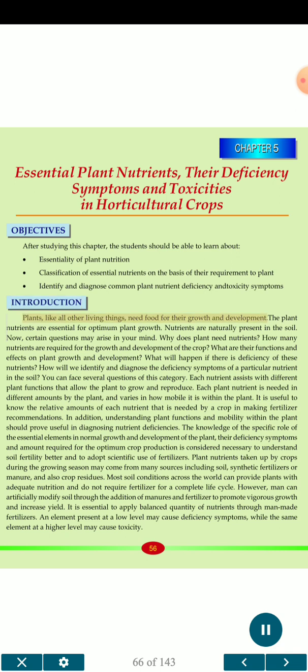Introduction. Plants, like all other living things, need food for their growth and development. The plant nutrients are essential for optimum plant growth. Nutrients are naturally present in the soil. Now, certain questions may arise in your mind.